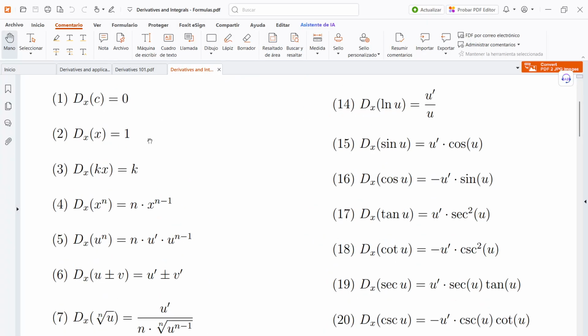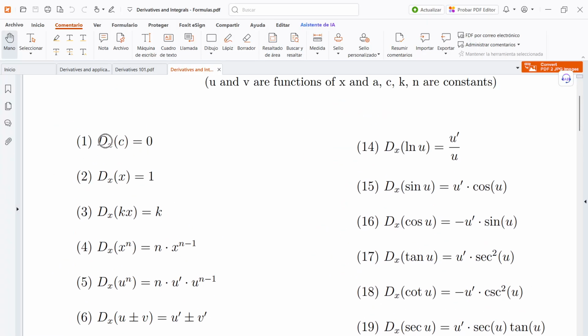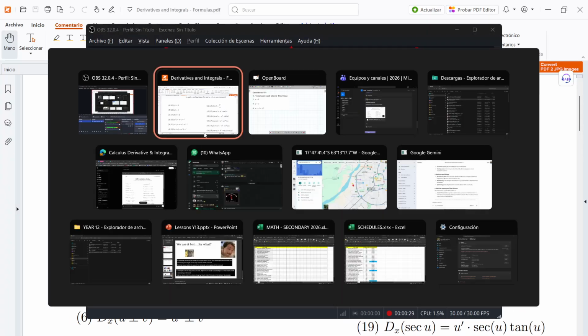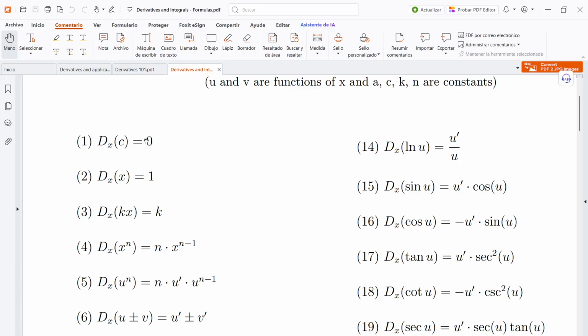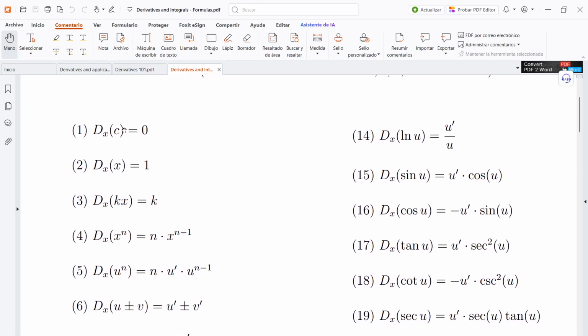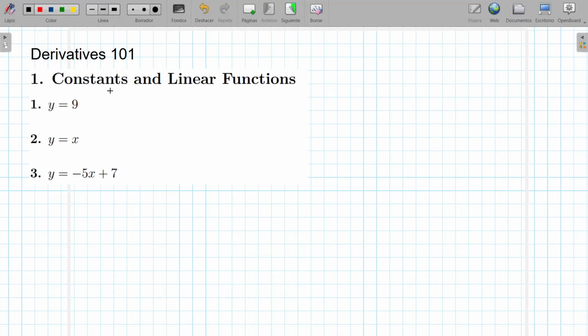So let's begin. First, we are going to start with this formula, which is the derivative of a constant. So any constant, as you can see in the formula, the derivative is going to be 0. A constant means that it doesn't have x. So, for example, here, if you do this, the derivative is just going to be 0.